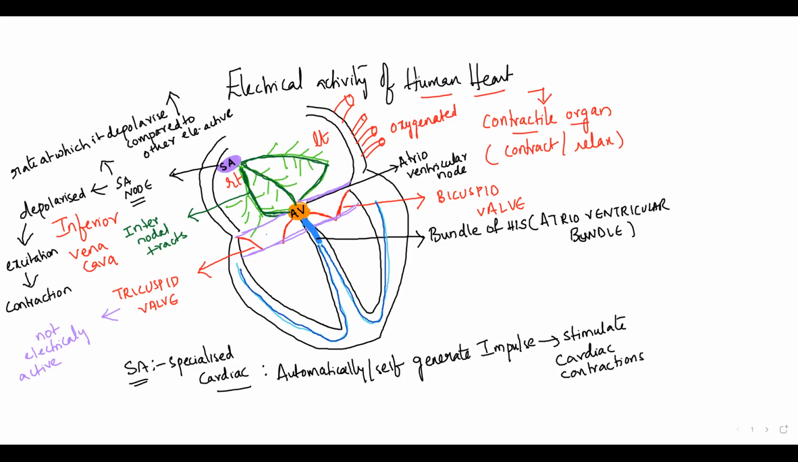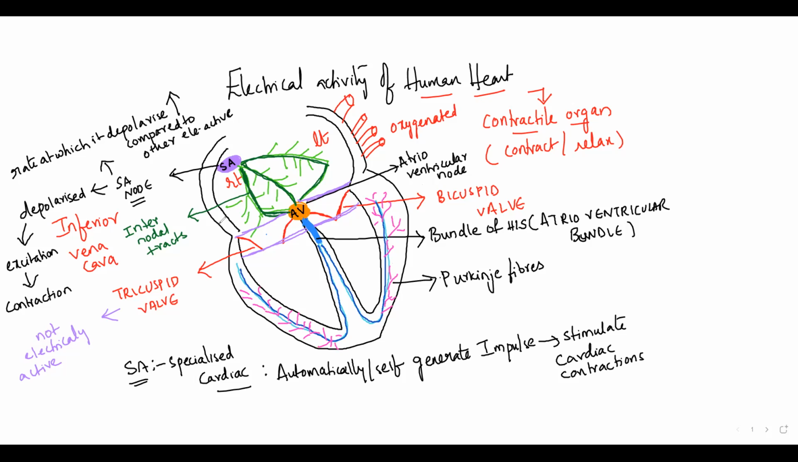Now the bundle of His is going to give rise to some fine branches into this ventricular myocardial tissue. And these fine branches, children, are called Purkinje fibers.